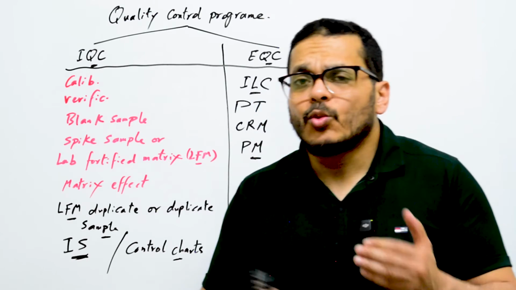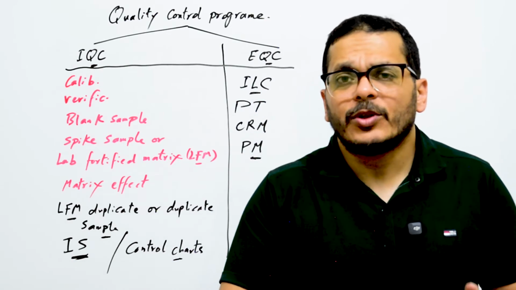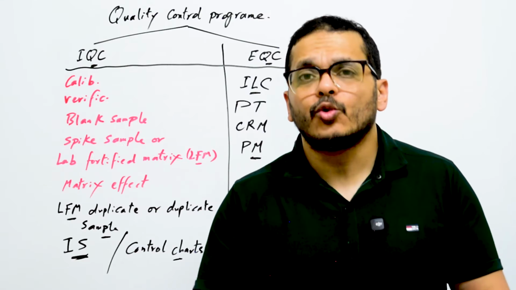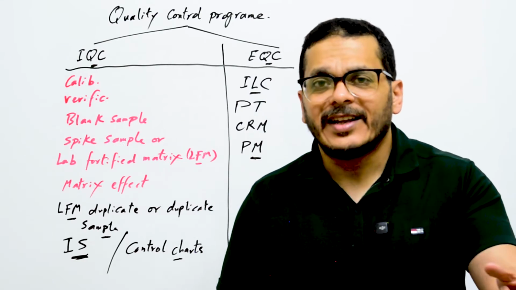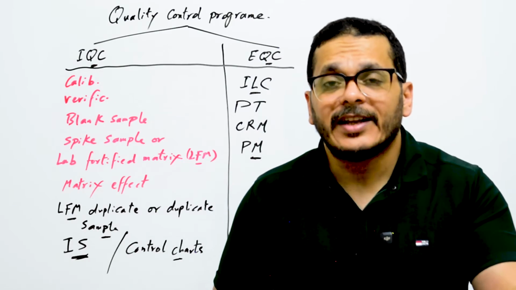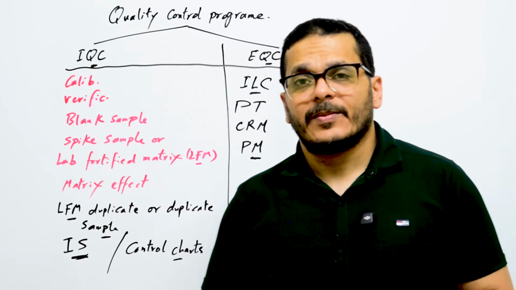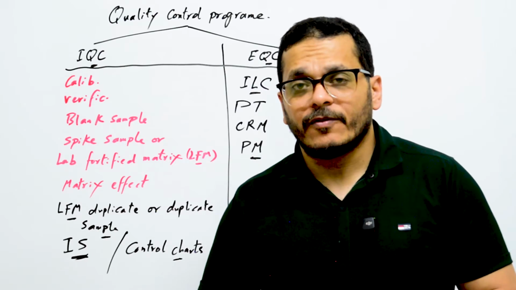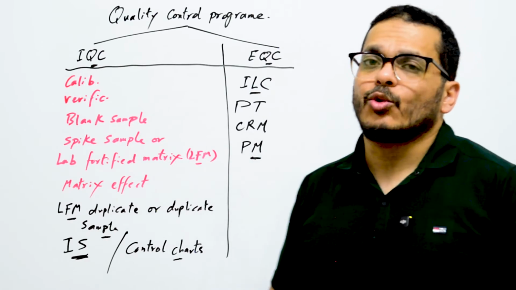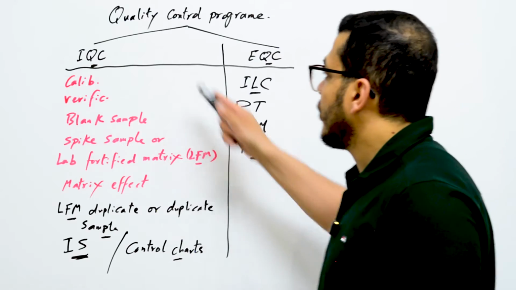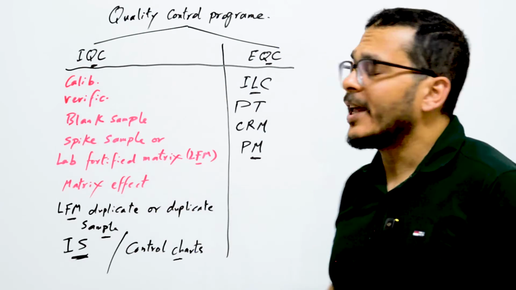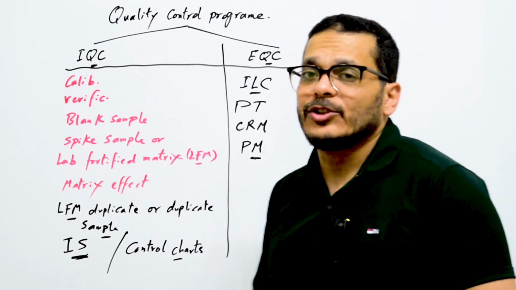But after that, what you should do every day with every sequence, you need to ensure that the result is still valid and the method is still valid, and to ensure the performance of the method and performance of the instrument and the capability of your staff. So you need a quality control program, which is divided into internal quality control and external quality control.